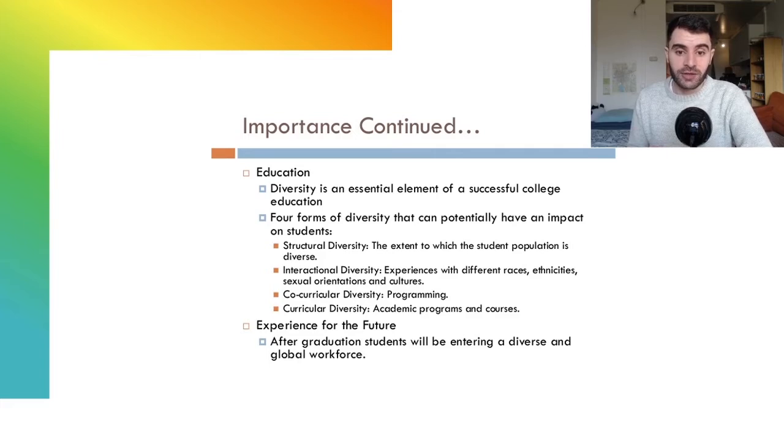The importance of inclusivity in education. Diversity is an essential element of a successful college education. There are four forms of diversity that can potentially have an impact on students. Structural diversity, the context to which the student population is diverse. Interactional diversity, experience with different races, ethnicities, sexual orientations, and cultures. Curriculum diversity, academic programs and courses. Experience for the future. After graduating, students will be entering a diverse and global workforce.